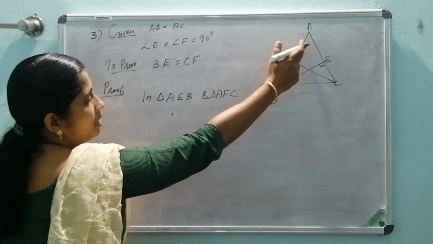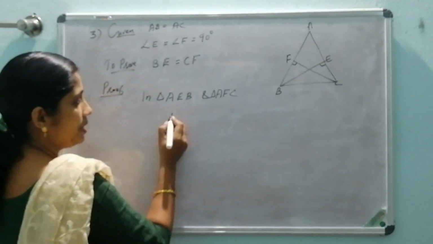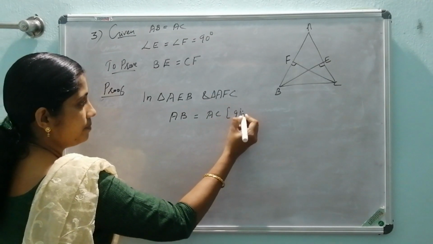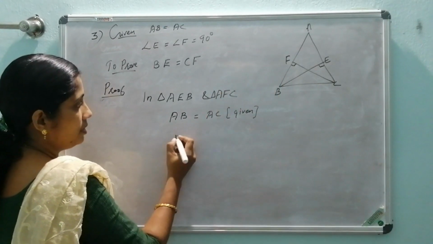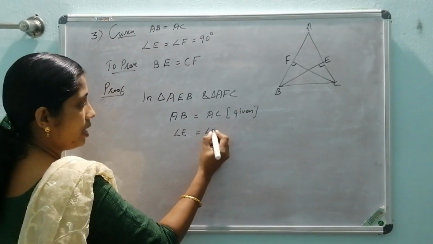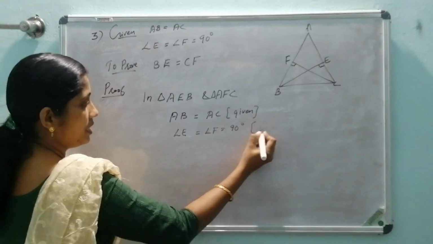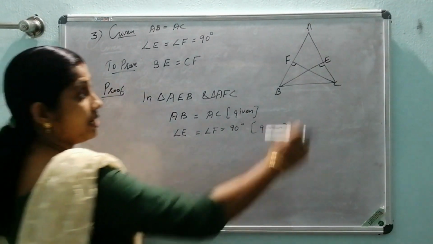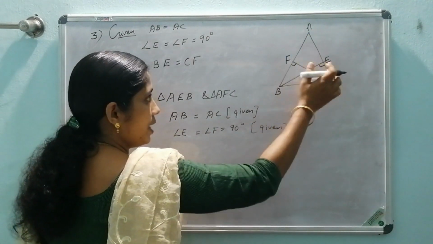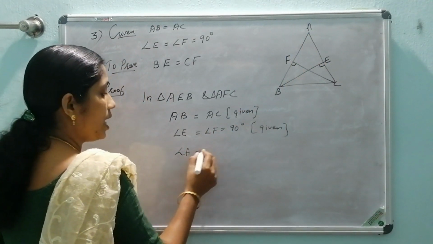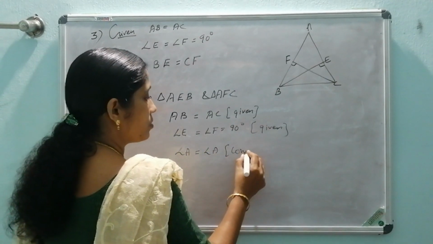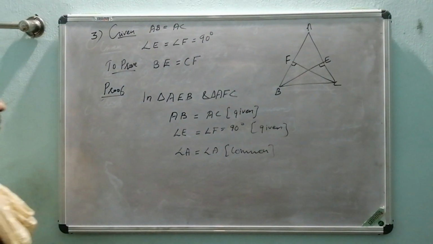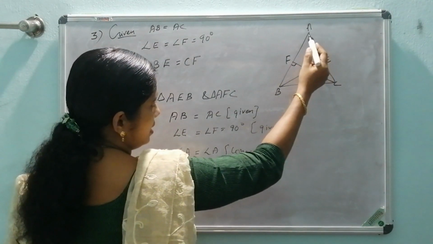Here in this triangle AB is there. AB is equal to AC, that is given. Then what about the angle? Angle E is equal to angle F, that is equal to 90 degrees, that is also given. Then look at angle A, which is common in both triangles. So we can say angle A is equal to angle A, that is common. So we have two sides and the included angle equal there, which are the sides.